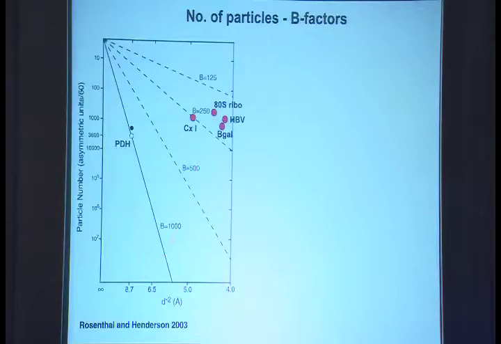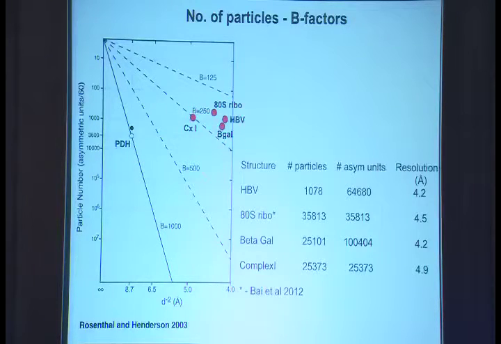So I extrapolated to include some of the examples which we have been working on here. And these are all with direct detectors, so there's a big jump from what we had in 2003 to what we have in 2012 to 2013. These are some of the examples: number of particles, number of asymmetric units, and the resolution we are getting. You get a B factor from these maps, then you can use that to calculate, if you want to go to 3 angstrom, how many asymmetric units you need. So this is useful to calculate before you start collecting a lot of data.